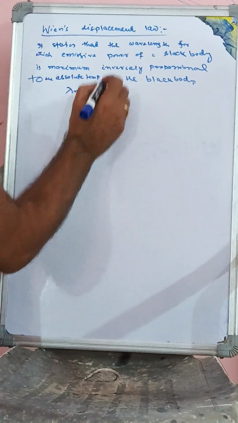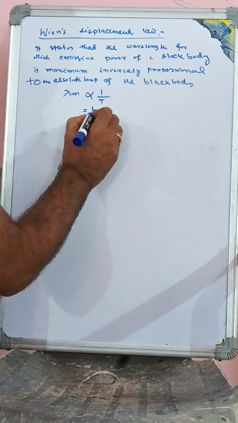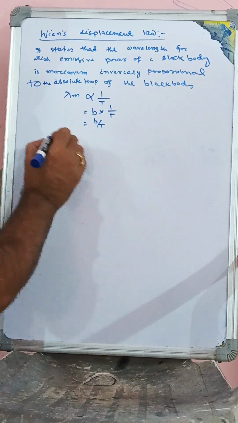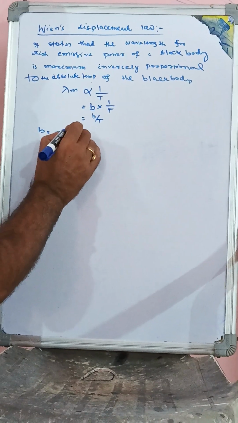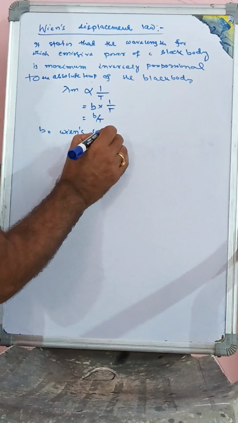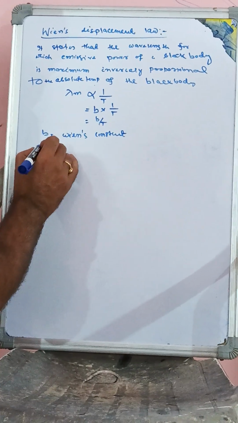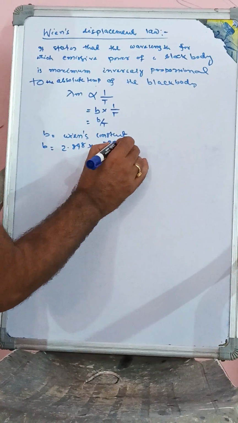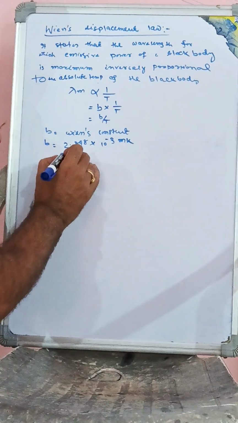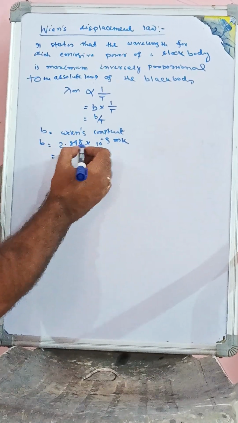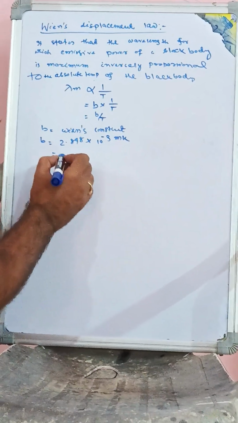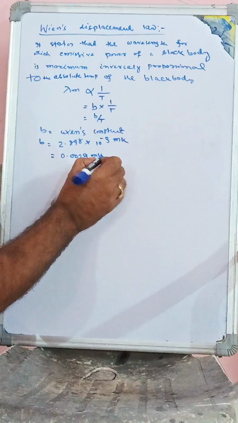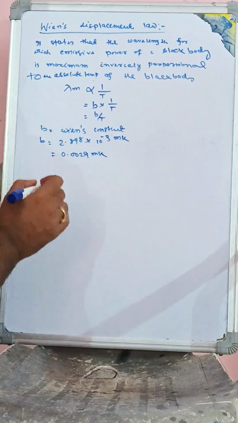Then lambda maximum, the wavelength, is inversely proportional to 1 by temperature, so lambda max is equal to B into 1 by T, that is B by T. B is Wien's constant, equal to 2.898 into 10 to the power minus 3 meter Kelvin, that is 0.0029 meter Kelvin.